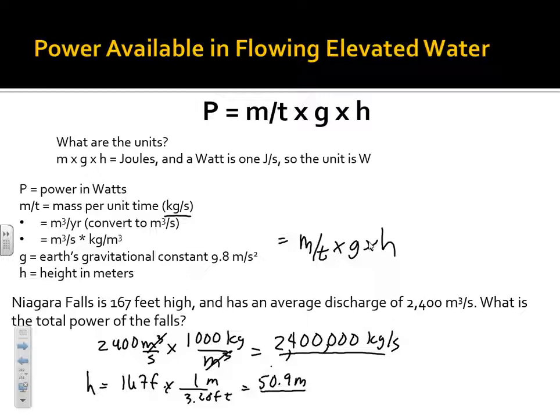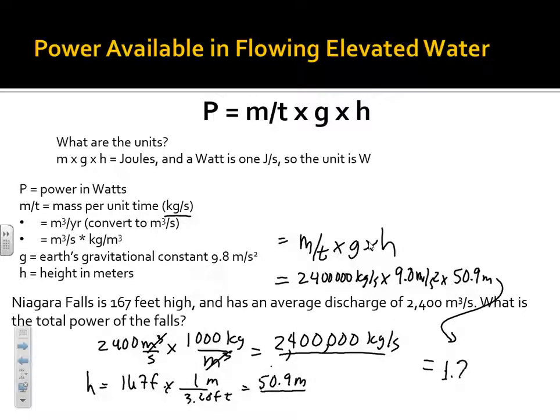All right, so now we're just going to plug this in. We have our equation from here. Let's actually do it up here. So it's going to be 2,400,000 kilograms per second times 9.8 meters per second squared times 50.9 meters, and that's going to give us 1.2 times 10 to the 9th watts, which is 1.2 gigawatts, okay? So this is the absolute maximum upper limit of power available in Niagara Falls given these specifics, okay?